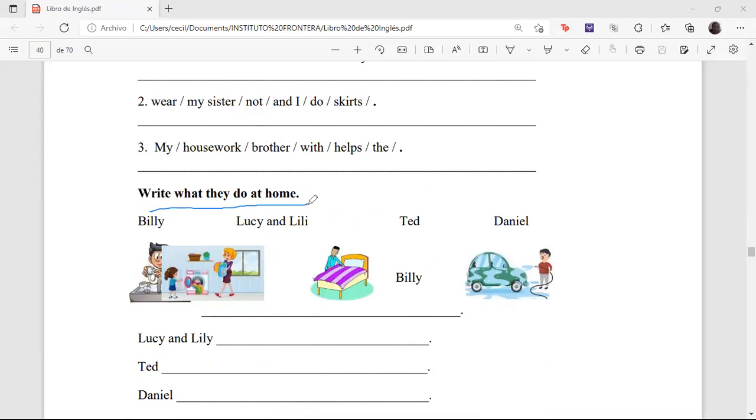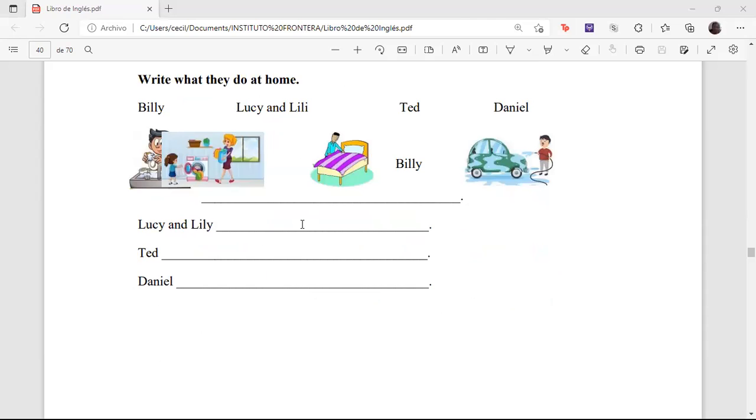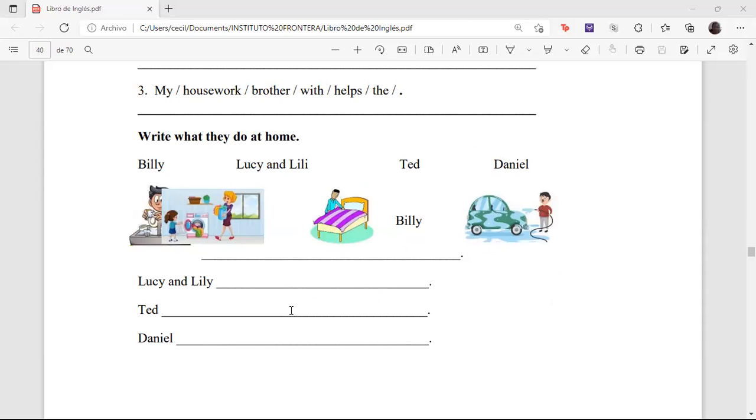Now, the next activity, write down what they do at home. Billy, what is Billy doing? What is he doing? Okay, so you have to write it down. Lucy and Lily. Who are Lucy and Lily? These are Lucy and Lily. Ted. What is Ted doing? Okay. Daniel. Daniel, what is he doing? Okay, so you have to make some sense in the lines.